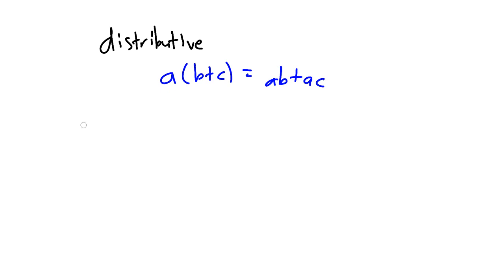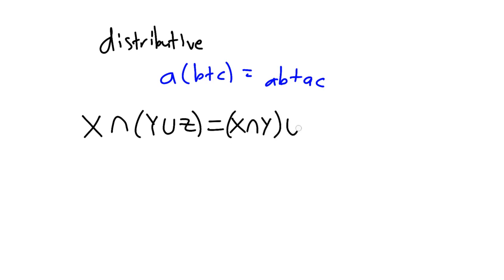Turns out the same thing is true for intersection and union. So if X is a set, and I intersect that with the set Y union Z, so I take Y and Z and union them to get a set that has all the elements that are in either one, then intersect that with X, I am guaranteed to get the same answer as X intersect Y, union that with X intersect Z.